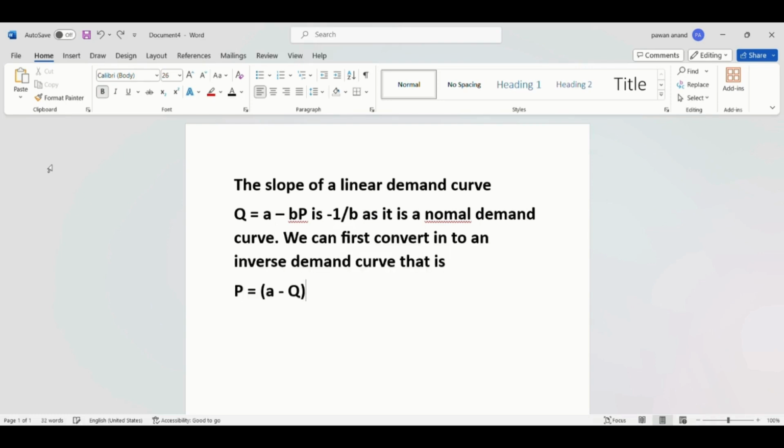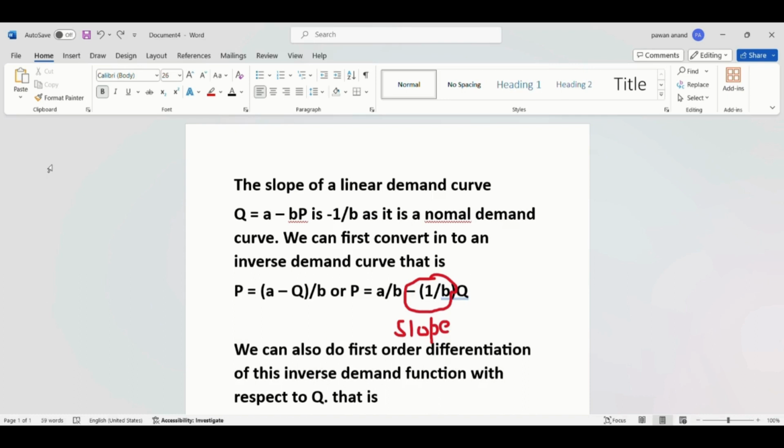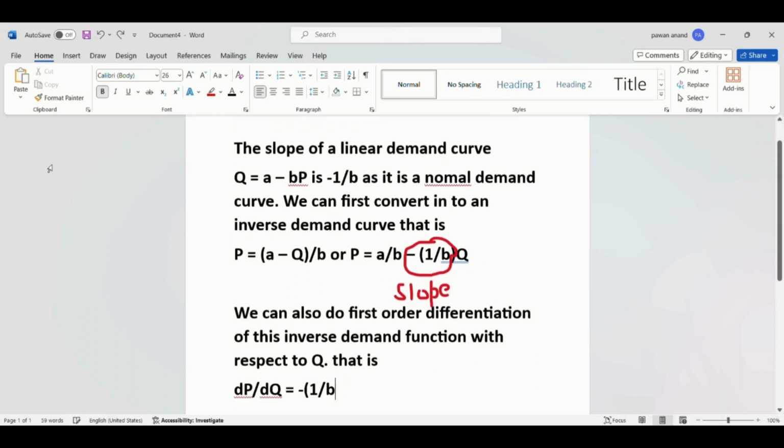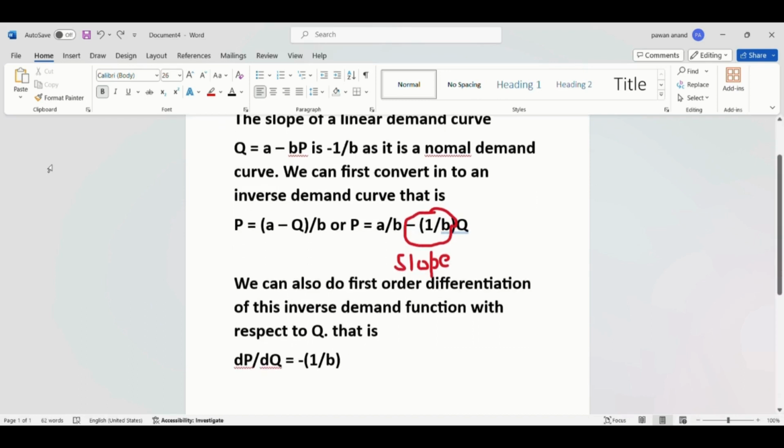Inverse demand curve, that is P is equal to A minus Q divided by B, or P is equal to A upon B minus 1 upon B into Q. Here minus 1 upon B is called the slope. This is called the slope of this demand curve. We can also do first order differentiation of this inverse demand function with respect to Q. That is dP by dQ is equal to minus 1 by B.